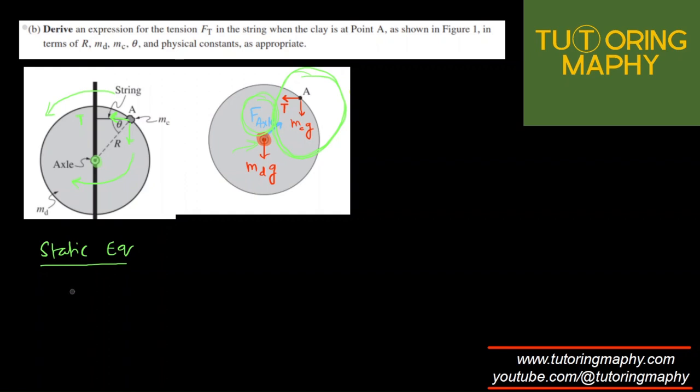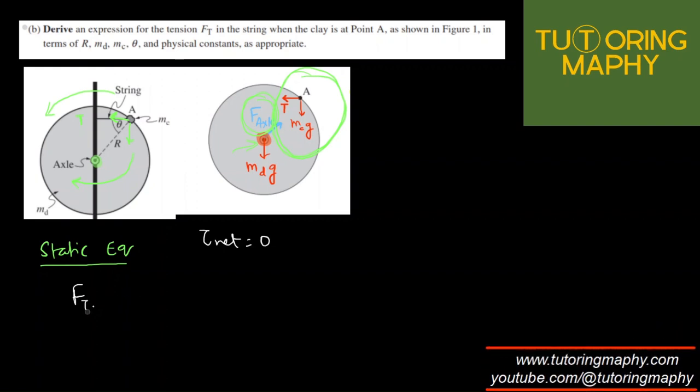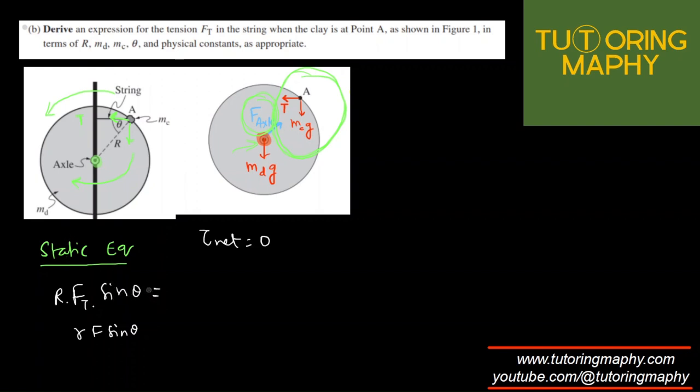What is the torque due to the tension? It's going to be F of tension multiplied with R F sine theta, right? After all, this is what we are talking about. And the net torque is zero. Torque is given by R F sine theta. So what is R? R is just capital R. F is Ft, and sine of theta is just sine of theta because the angle is theta.